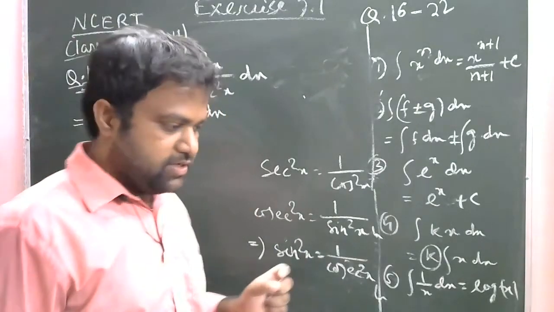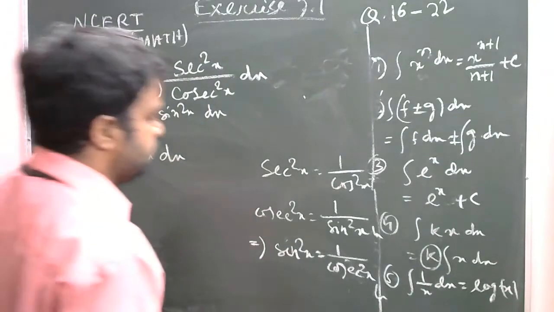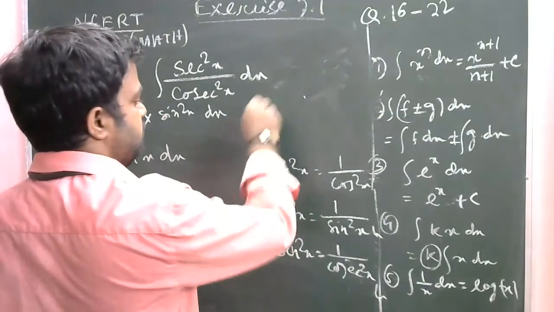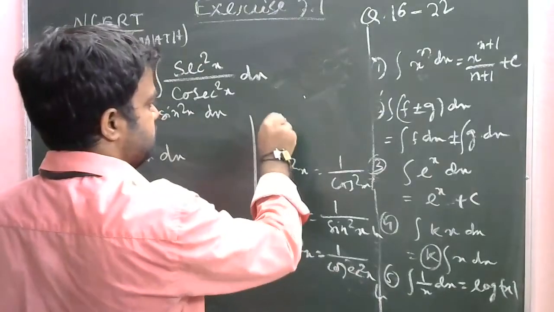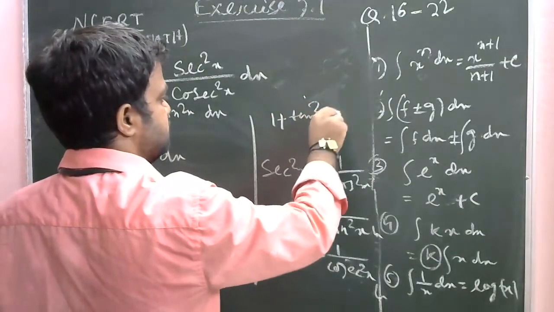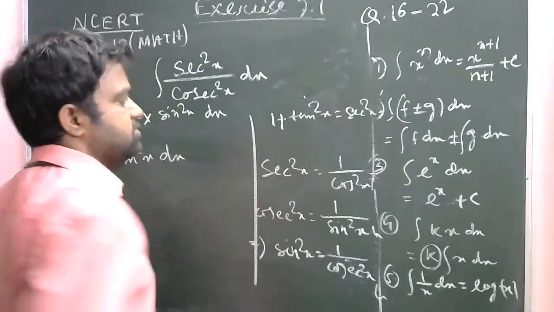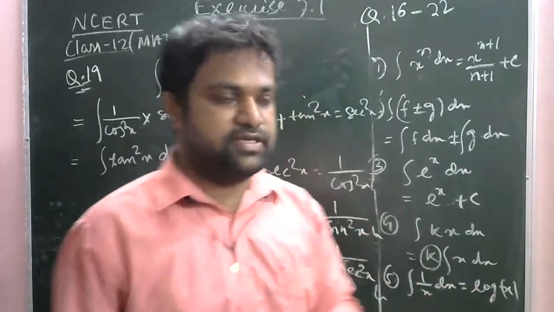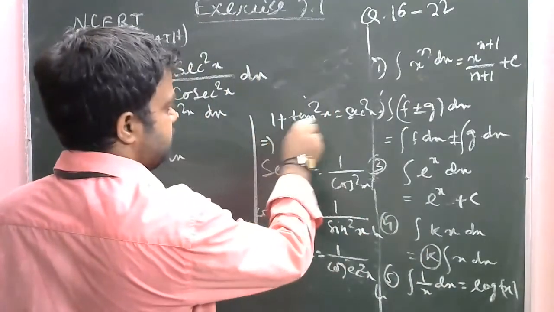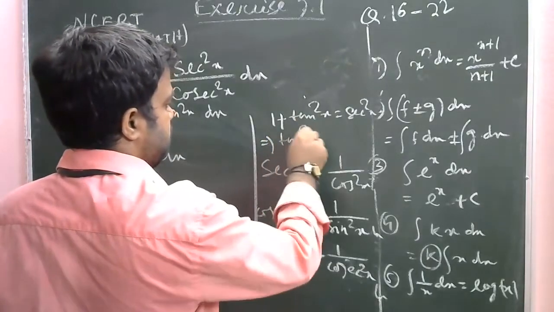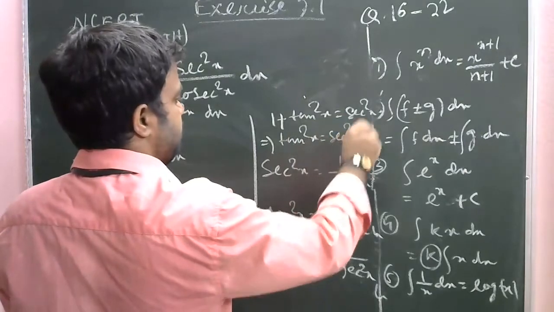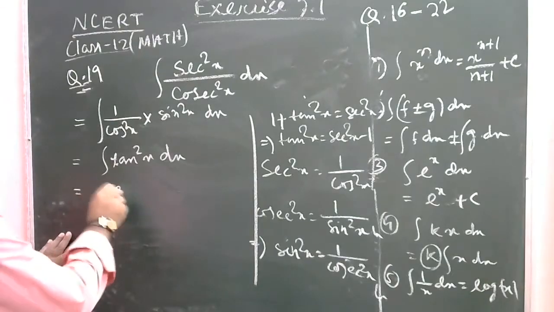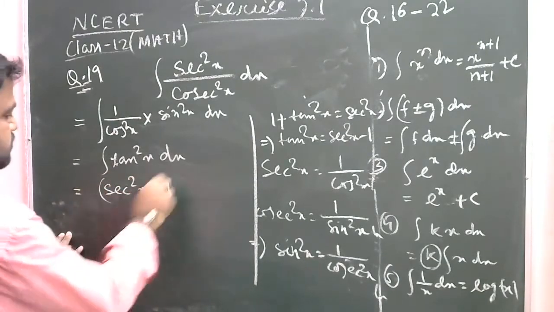For tan square x we can use a technique, because we know one more trigonometric identity. What is that? 1 plus tan square x is sec square x. This is one trigonometric identity, like sin square x plus cos square x is equal to 1. Or you can write tan square x is equal to sec square x minus 1. I'll take the 1 to the right side. So I'll replace this tan square x with sec square x minus 1.